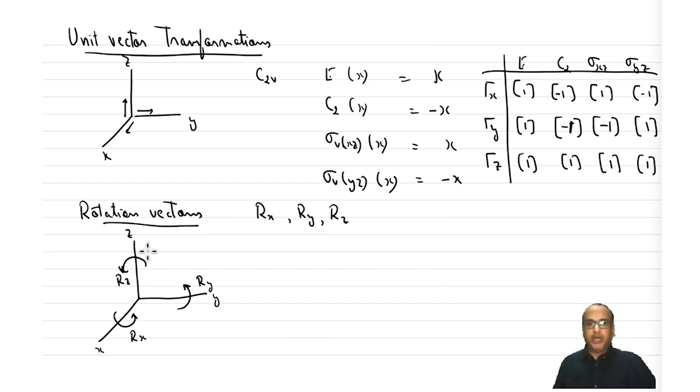Okay, so now if I carry out these operations onto these vectors, what kind of characters do I get? I think let us stop here and discuss that in the next class, because we have already spent close to 30 minutes. So we'll discuss unit vector transformations using rotation vectors in the next class. Okay, thank you.